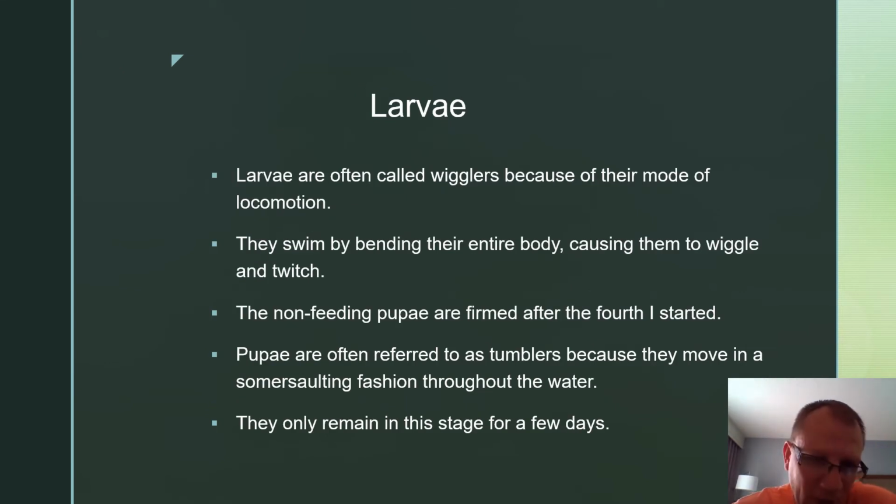Looking further into the larvae, they are often called wigglers because of their mode of locomotion. They swim by bending their entire body, causing them to wiggle and twitch. The non-feeding pupae are formed after the 4th instar. Pupae are often referred to as tumblers because they move in a somersaulting motion throughout the water. They only remain in that stage for a few days.